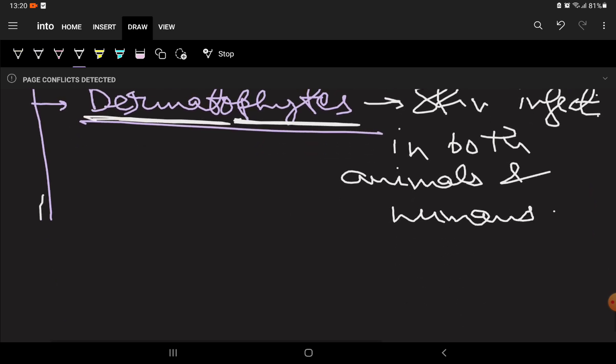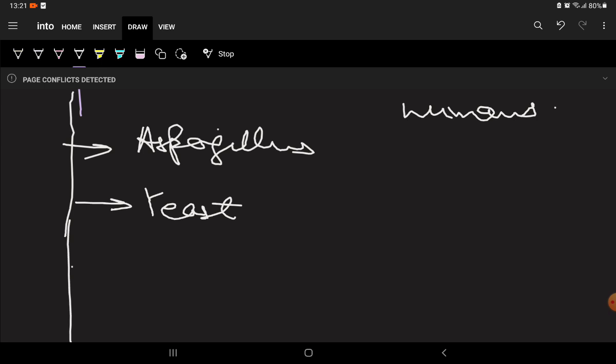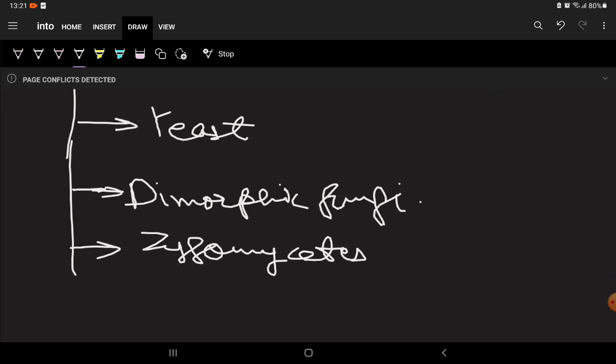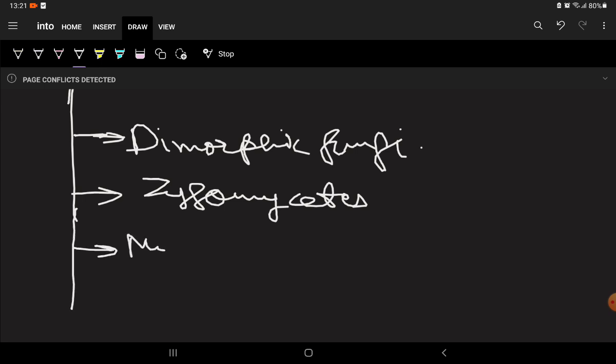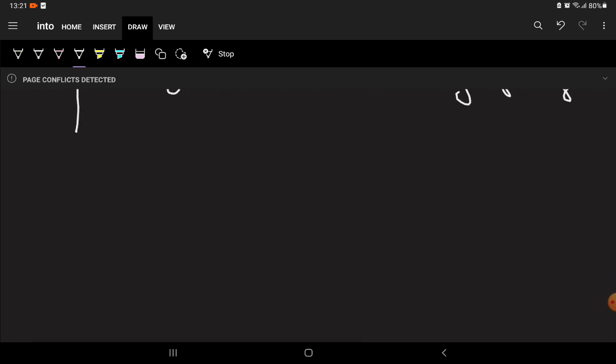After dermatophytes, next is Aspergillus. Next is yeast. Next is dimorphic fungi. Next is zygomycetes. And next is mycotoxin producing fungi. So these are the basic groups of fungi.